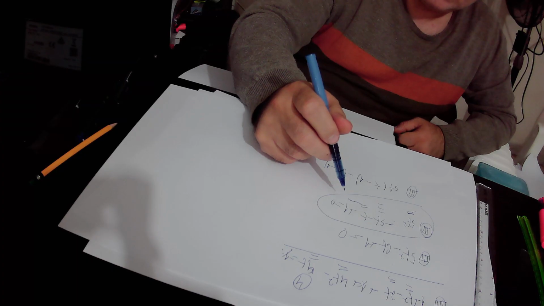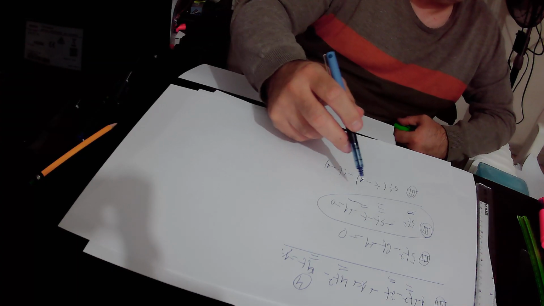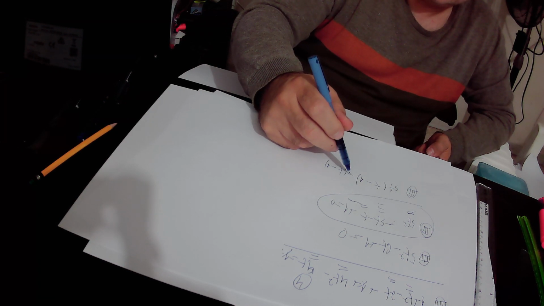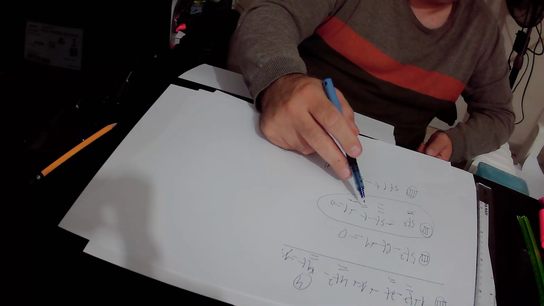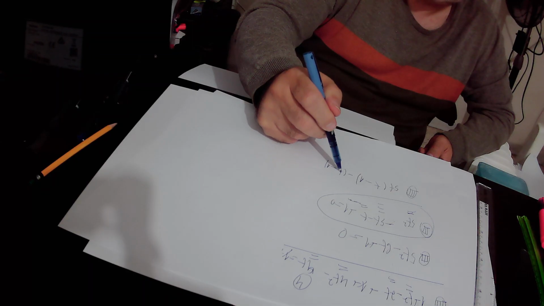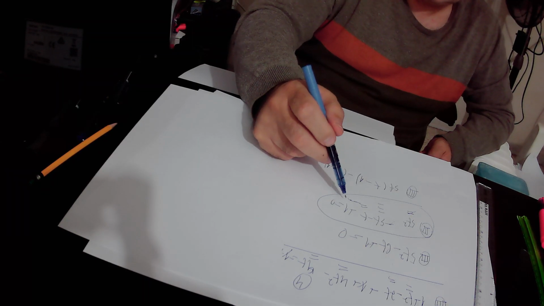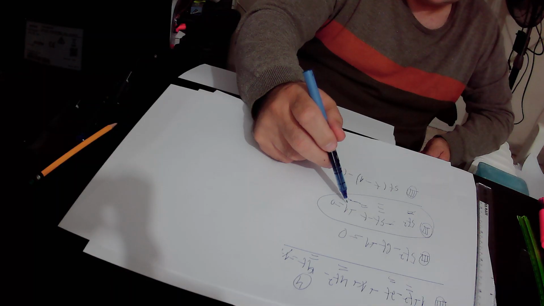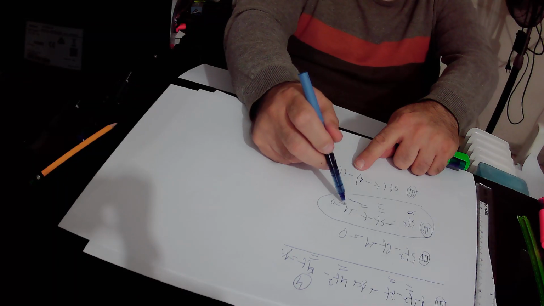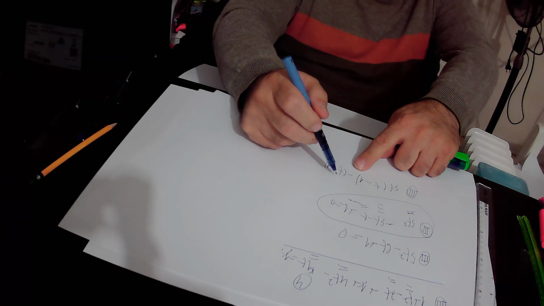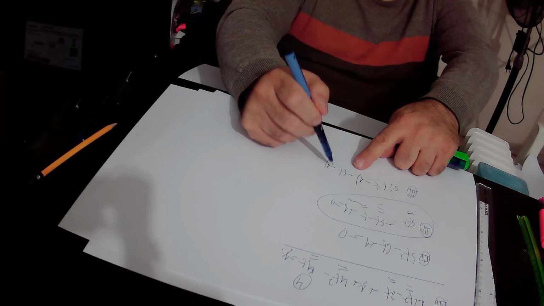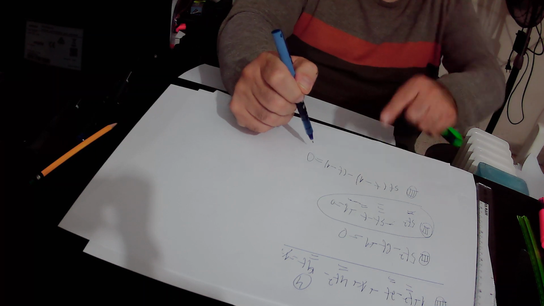Here we took a common factor of minus 1 for minus t, so inside the brackets we have t, and here we took out a common factor of minus 1, and here we have 1, so inside the brackets we are left only with minus 1, because minus times minus is plus, and it is equal to 0.